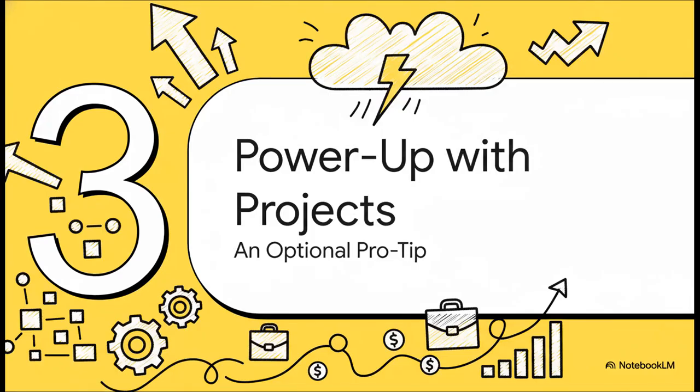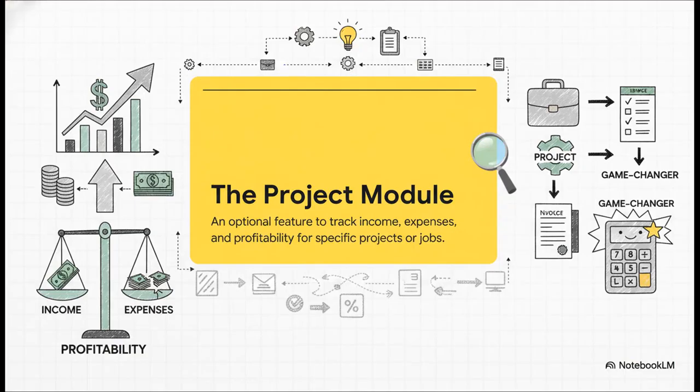But hold on, I've got a little something extra for those of you who really want to level up your business tracking. Let's talk about a quick pro tip, using the Projects module to power up your invoices. So, the Project module is totally optional, but man, it is an incredibly powerful feature. If you're running specific jobs or projects, you can link your invoices directly to them. This means you can track not just your income, but your expenses too, and you can see the actual profitability of every single job. For real, it's a game changer for understanding your business.